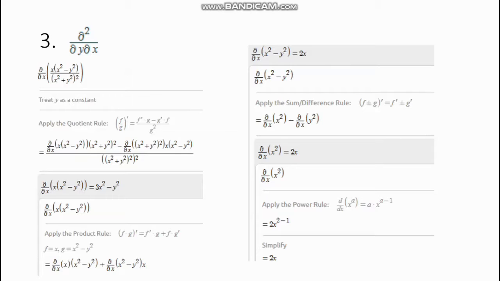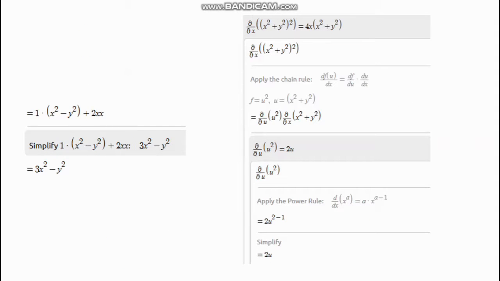Lastly, we find the partial derivative for del 2 over del y del x. We differentiate the del over del y with respect to x, which is del over del x. First of all, we apply the product rule to the function, as you can see here. Then we do it one by one, which is we do the numerator first, as you can see here, so that it will become, for the first part, 3x squared minus y squared.